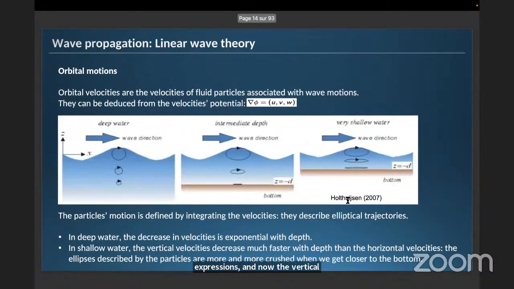And now I put some sketch. So these orbital motions here in deep water are quite circular in the linear wave theory. And when we go to shallow water depth, we have these elliptical shapes with an increased velocity in the horizontal compared to the decrease that we have in the vertical. So this is in the linear theory, and we will see that it's quite different when coming to wave current interaction.